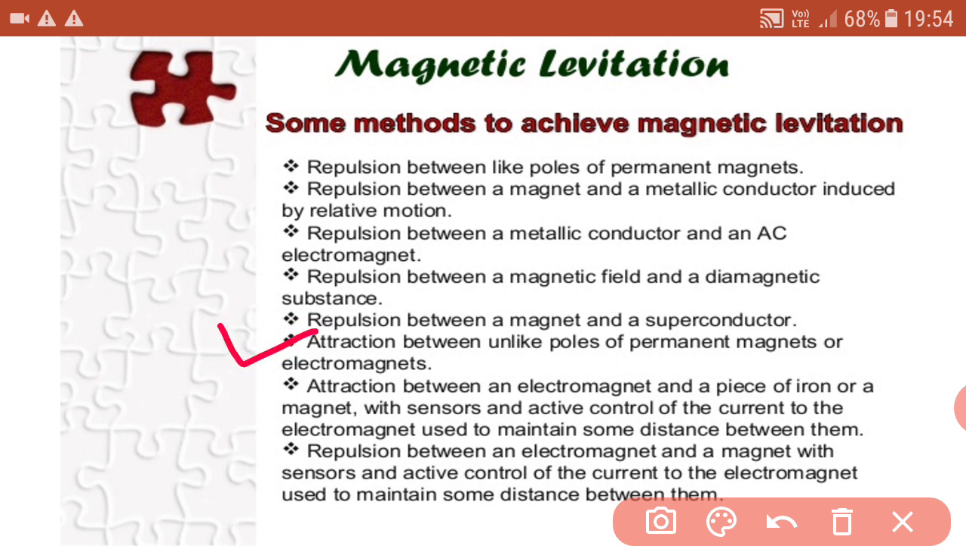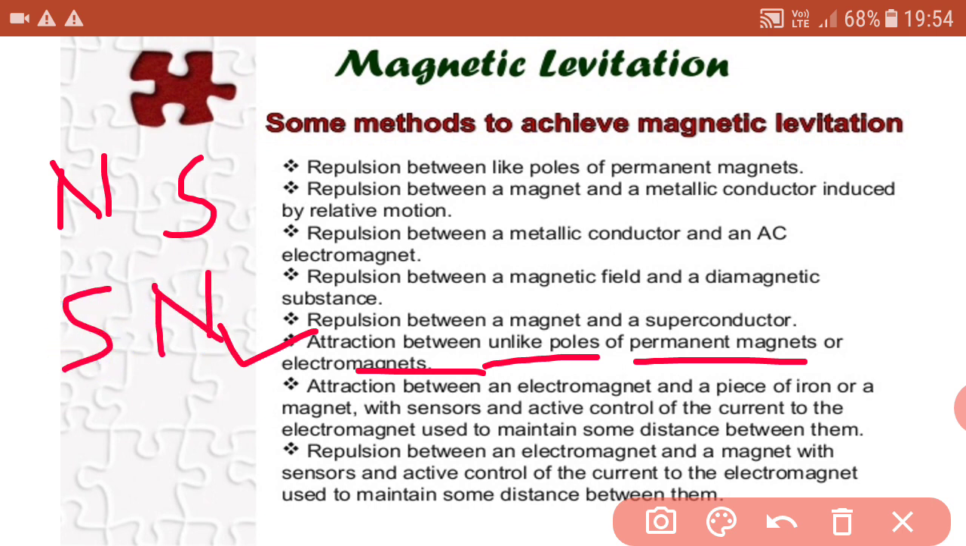Next one is attraction between unlike poles of permanent magnets or electromagnets. What are unlike poles? If north and south poles are there, or south and north poles, then these are known as unlike poles, because one is a north pole and one is a south pole. There is an attraction force between these two, and we can use this force for magnetic levitation.